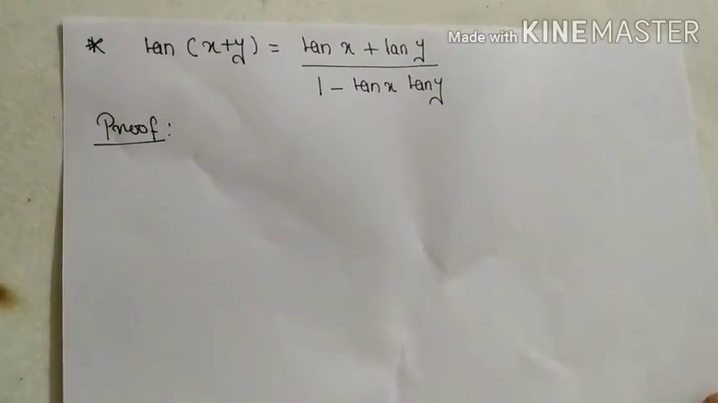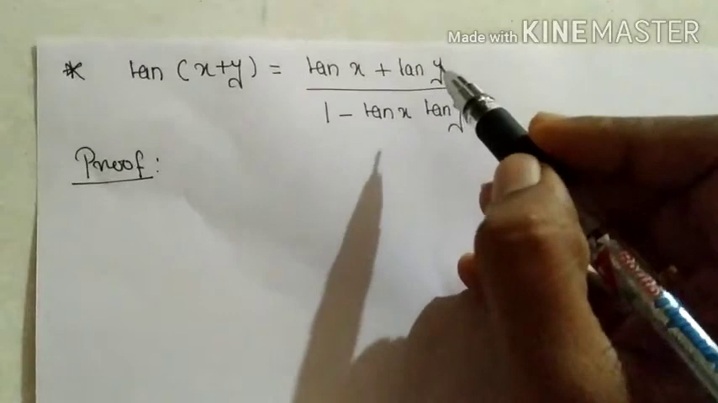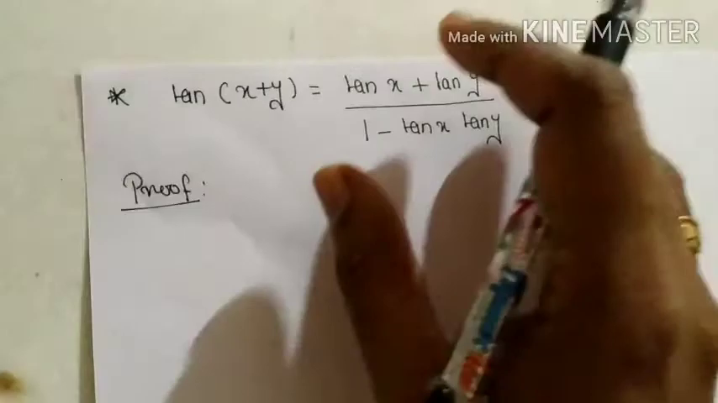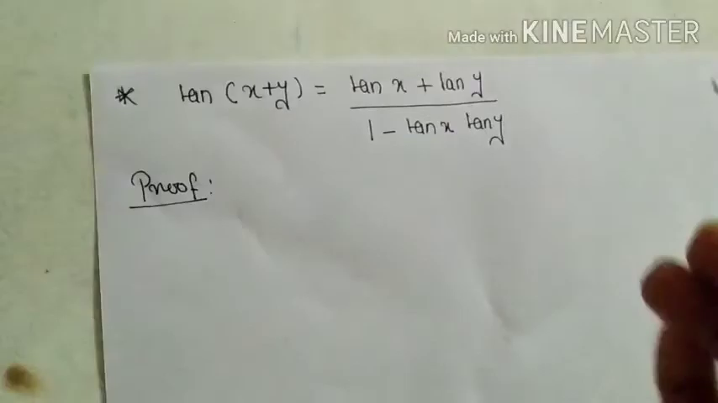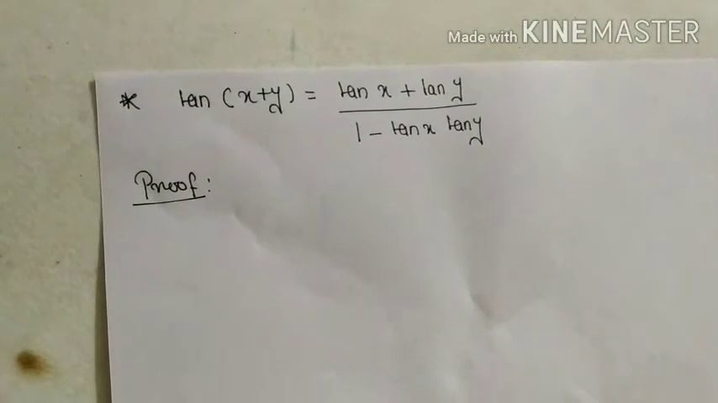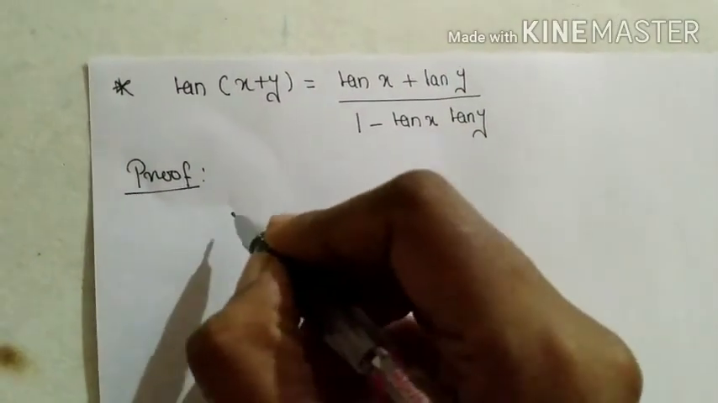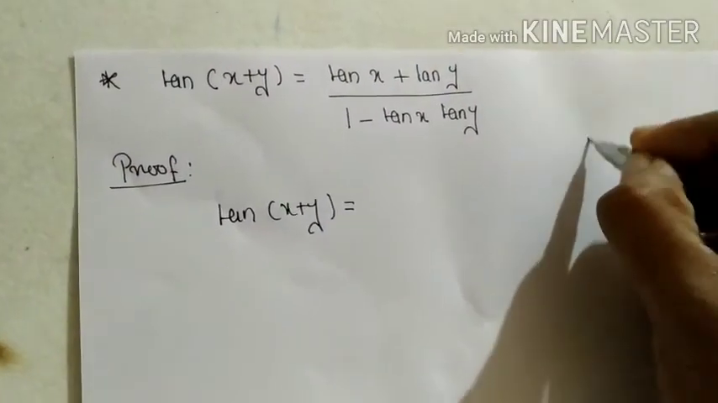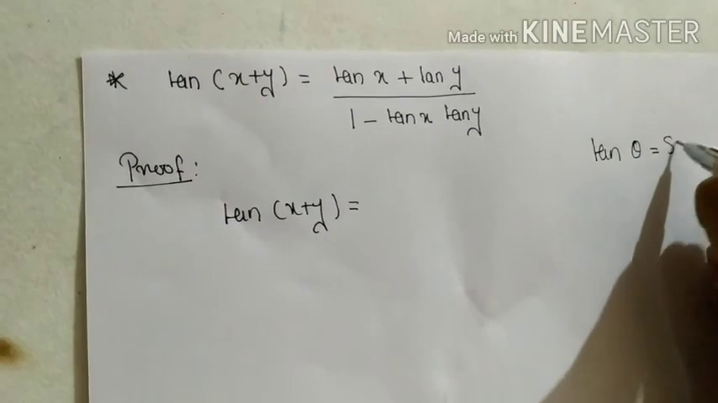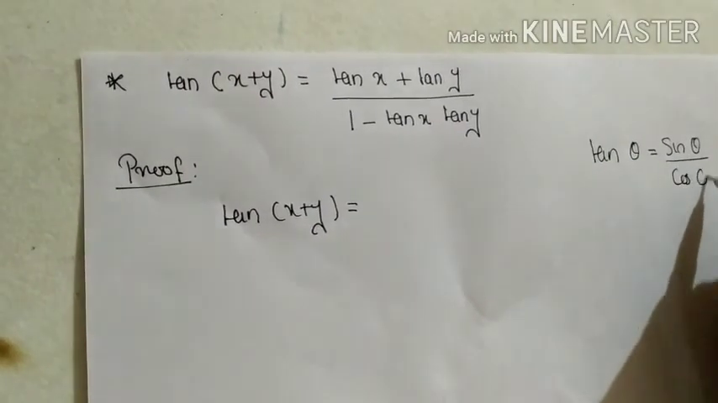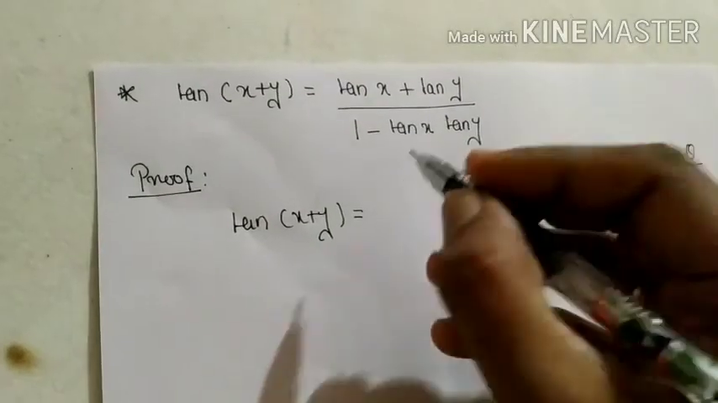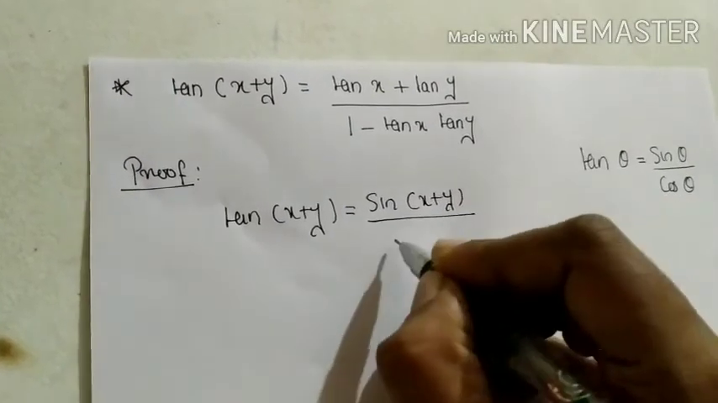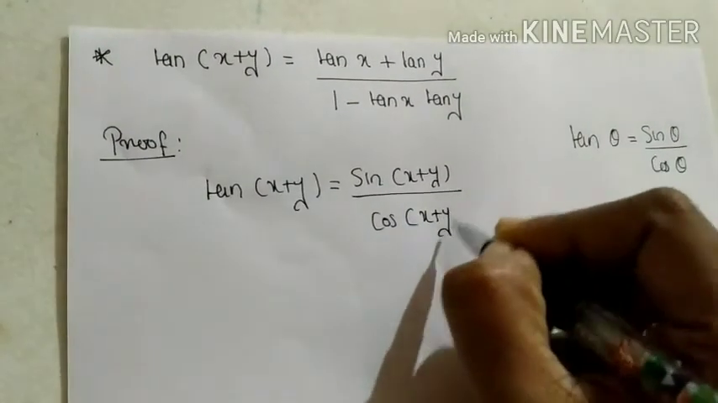Next identity is tan of x plus y equals tan x plus tan y divided by 1 minus tan x tan y. So here we need proof of this identity. So let's start the proof of this identity. We know that tan theta can also be written as sin theta divided by cos theta. So tan of x plus y can also be written as sin of x plus y whole divided by cos of x plus y. Okay.